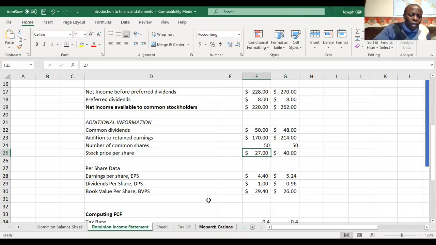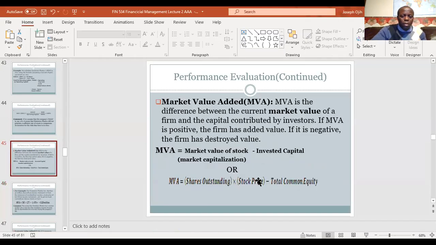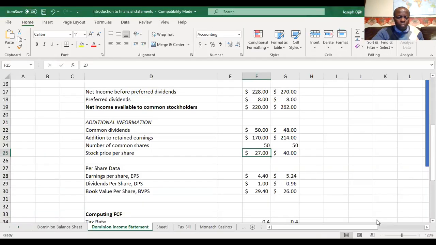Okay. So next is the other part, which is the total common equity. For that, we're going to use the total common equity. You're going to look to find it on the balance sheet. And the total common equity will be, let's look at the balance sheet.